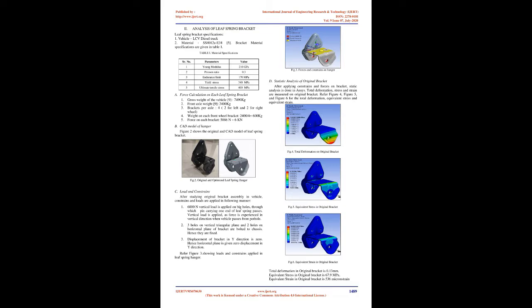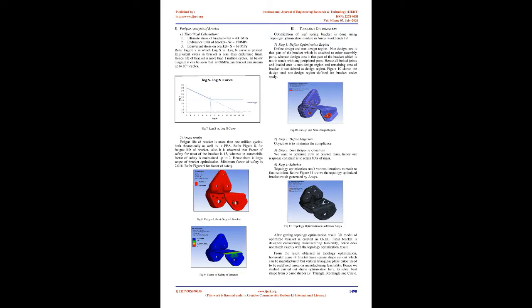B. Load and constraints. After studying the original bracket assembly in the vehicle, constraints and loads are applied in the following manner. 1. 6000 N vertical load is applied on the big holes, through which the pin carrying one end of the leaf spring passes. Vertical load is applied, as force is experienced in the vertical direction when the vehicle passes over a pothole. 2. 3 holes on the vertical triangular plane and 2 holes on the horizontal plane of the bracket are bolted to the chassis. Hence they are fixed. 3. Displacement of bracket in y direction is 0. Hence the horizontal plane is given 0 displacement in y direction.